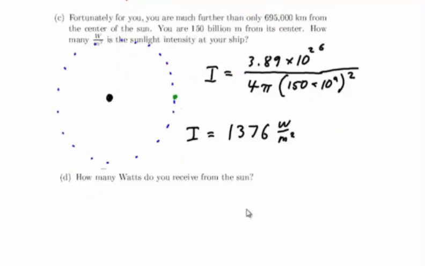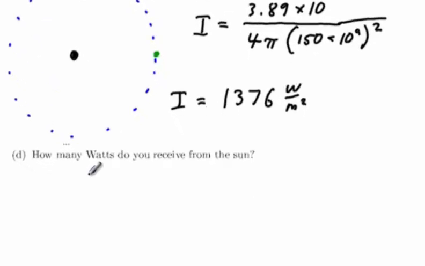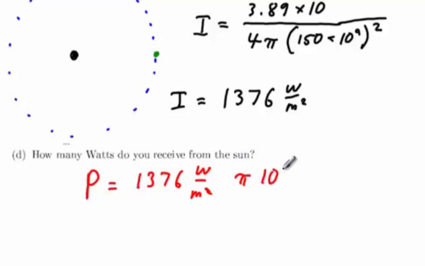Part D asks, how many watts do we receive from the sun? Well, if we imagine, going back to the figure from Part C, this spherical wave of energy leaving from the sun, when that spherical wave of energy impinges on our spaceship, it cuts from that a circular hole of radius 10 meters. Therefore, the missing piece of energy is a circle whose area is pi r squared with 10 meters. The power that we receive from the sun is therefore equal to the intensity of 1376 watts per square meter times the area of pi times the radius of our spherical spaceship squared. This is 432,000 watts.